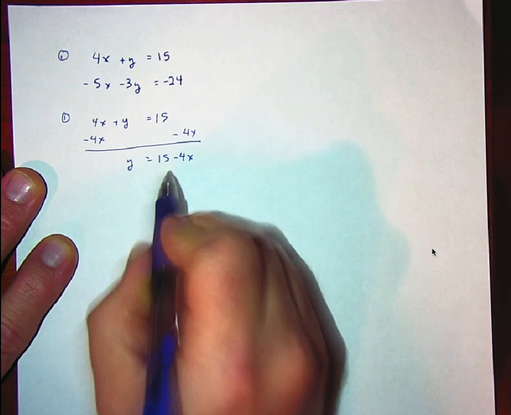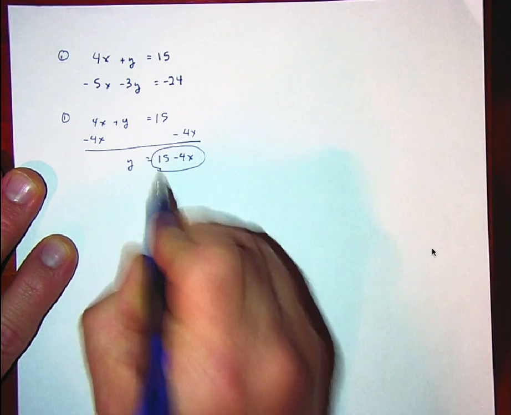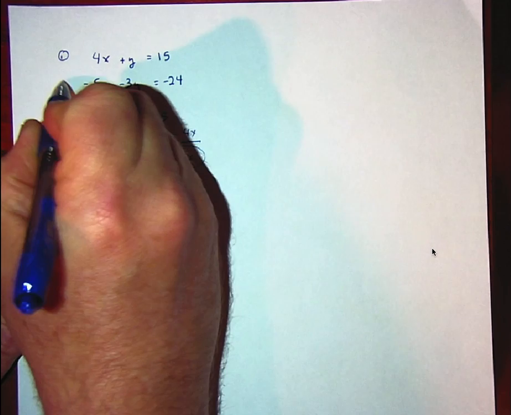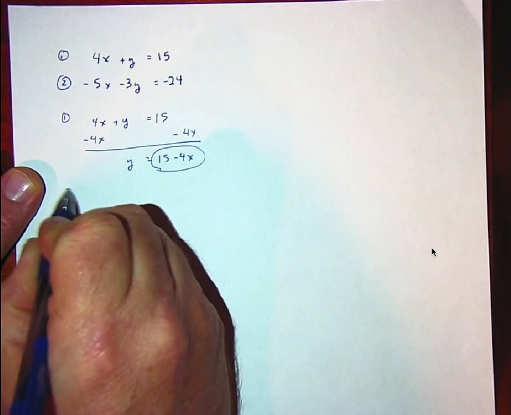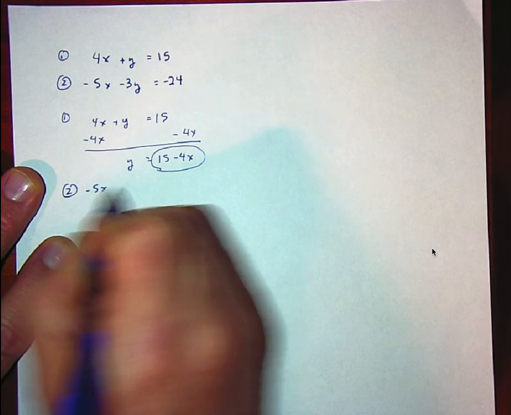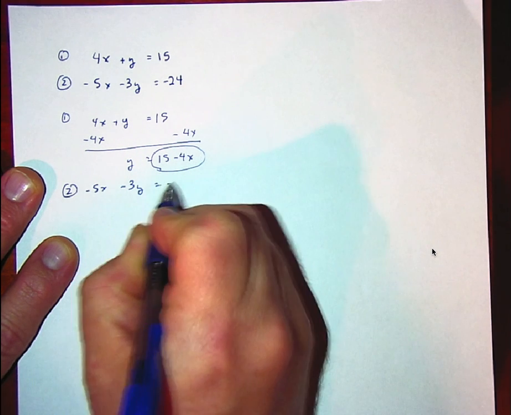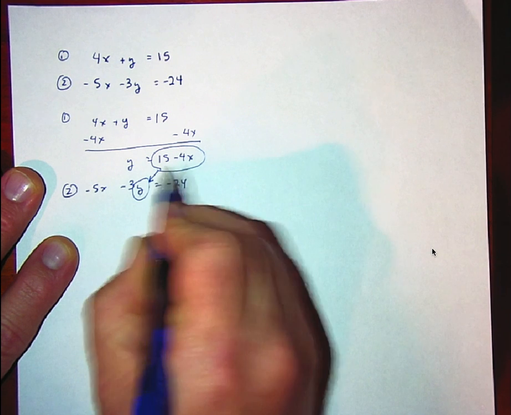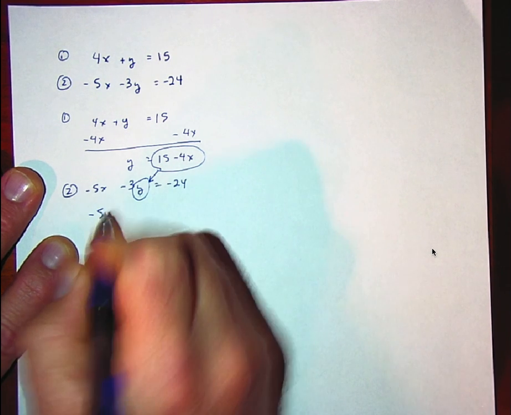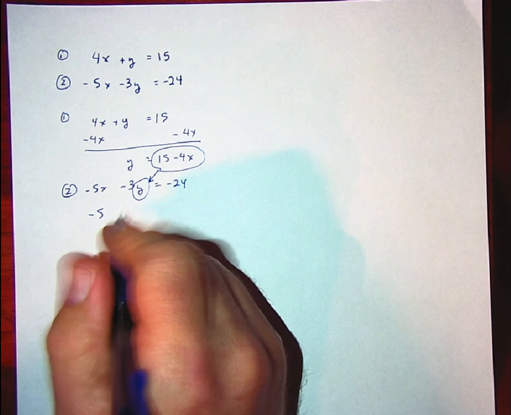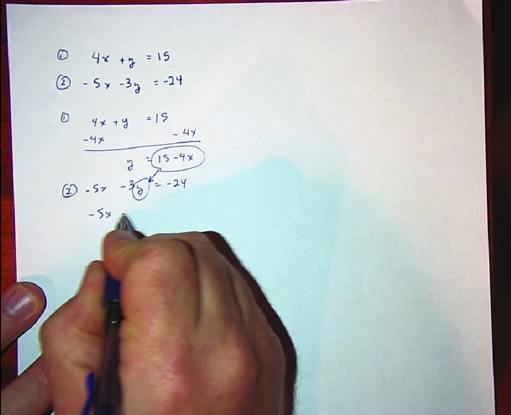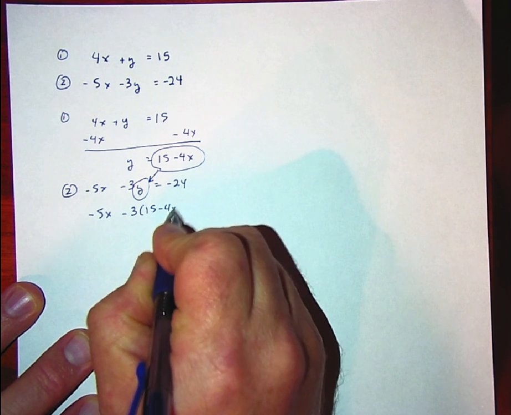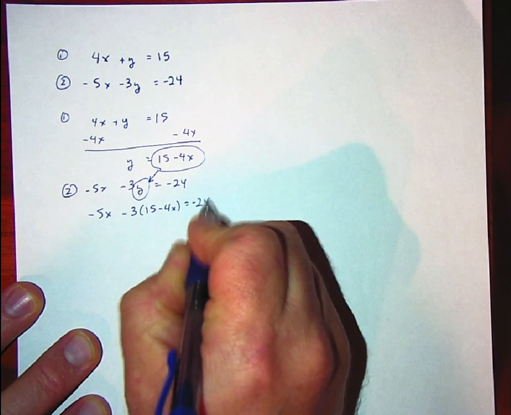Everywhere I see y, I can substitute this expression, because that's what it means. So I'll take my second equation and rewrite it. -5x minus 3y is equal to -24. And everywhere I see y, I'll substitute this expression. So rewriting it, I get -5x minus 3 times the quantity 15 minus 4x is equal to -24.